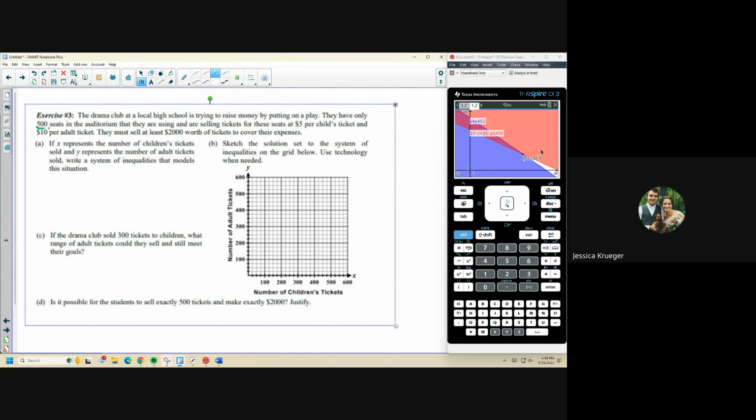So if they have only 500 seats, then the number of children and adult tickets that they sell must be less than or equal to 500. They can't sell above the number of seats that they have. We also know it's $5 per child's ticket. So 5X plus $10 per adult, 10Y, and they've got to sell at least $2,000, so it must be greater than or equal to 2,000.